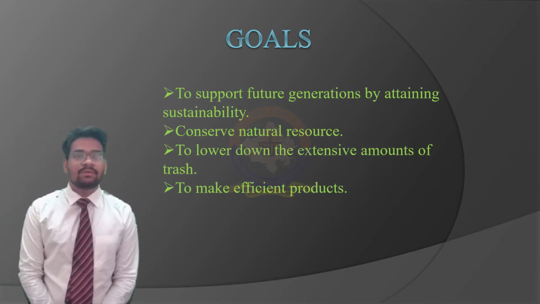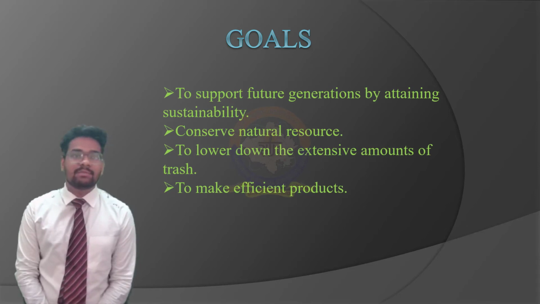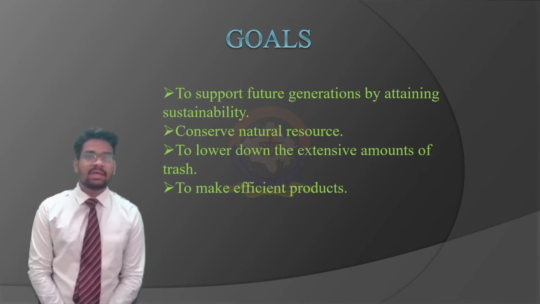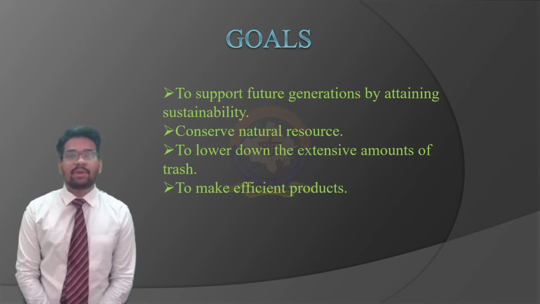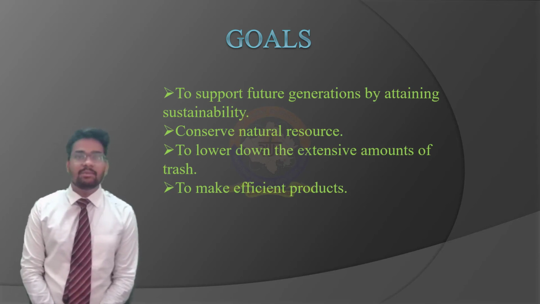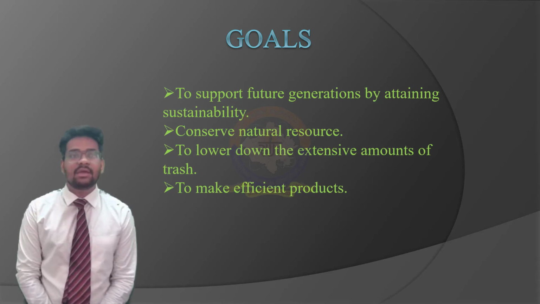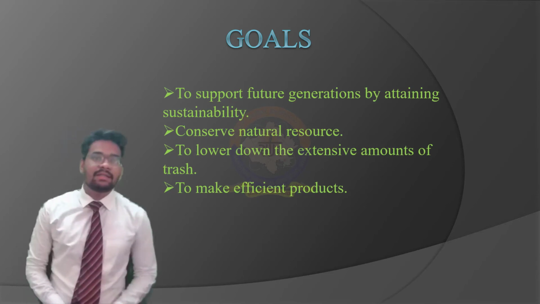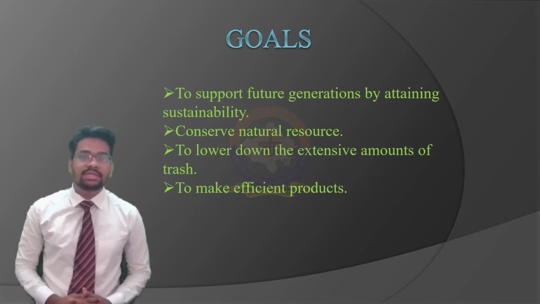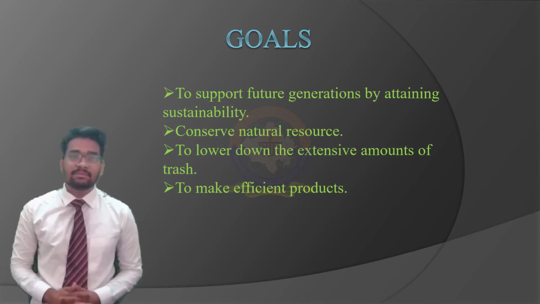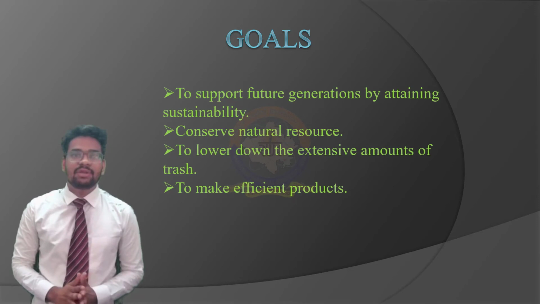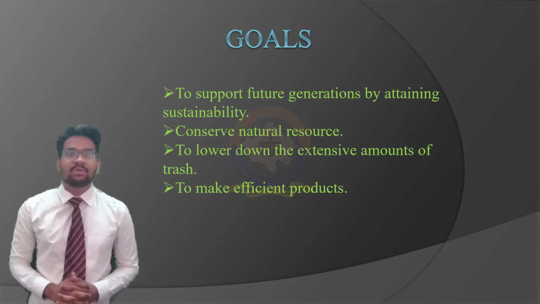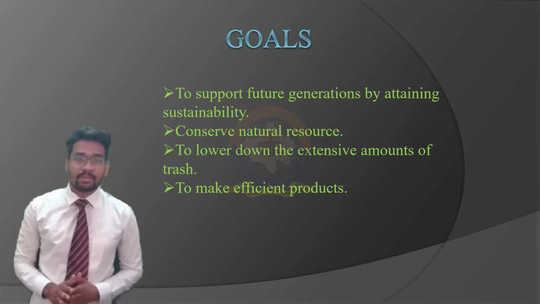Now let's talk about the goals of green manufacturing. The primary goal of green manufacturing is to conserve energy and prevent pollution. This is accomplished by reducing or completely removing hazardous substances and byproducts during the manufacturing process. The next one is to support future generations by attaining sustainability. Then conserve natural resources, lower the extensive amount of trash and also make efficient products.